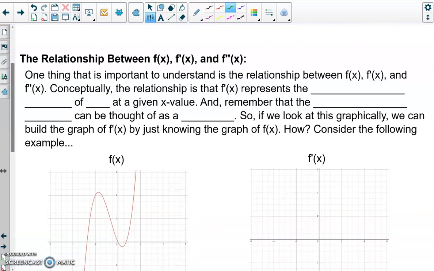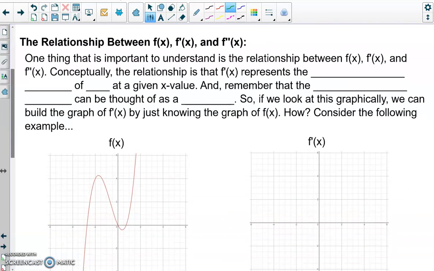All right, so let's go ahead and take a look at the relationship between f of x, f prime of x, and f double prime of x. So one thing that is important to understand is this relationship between f of x, f prime of x, and f double prime of x, and maybe further, but let's just focus on the first three here, so to speak. Now, conceptually, the relationship is that f prime of x represents the rate of change of f of x. It's an instantaneous rate of change, your slope of the tangent line.